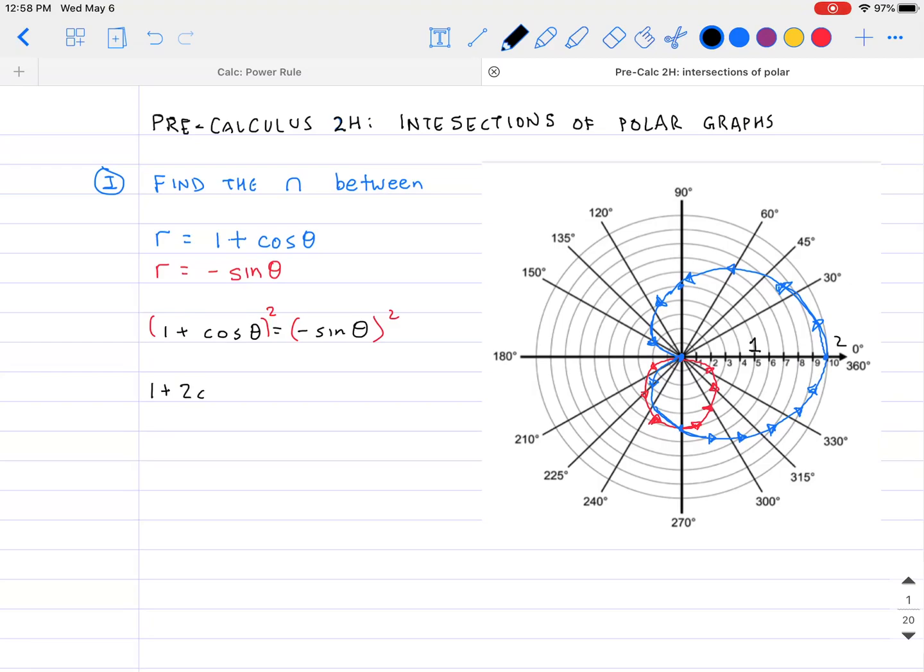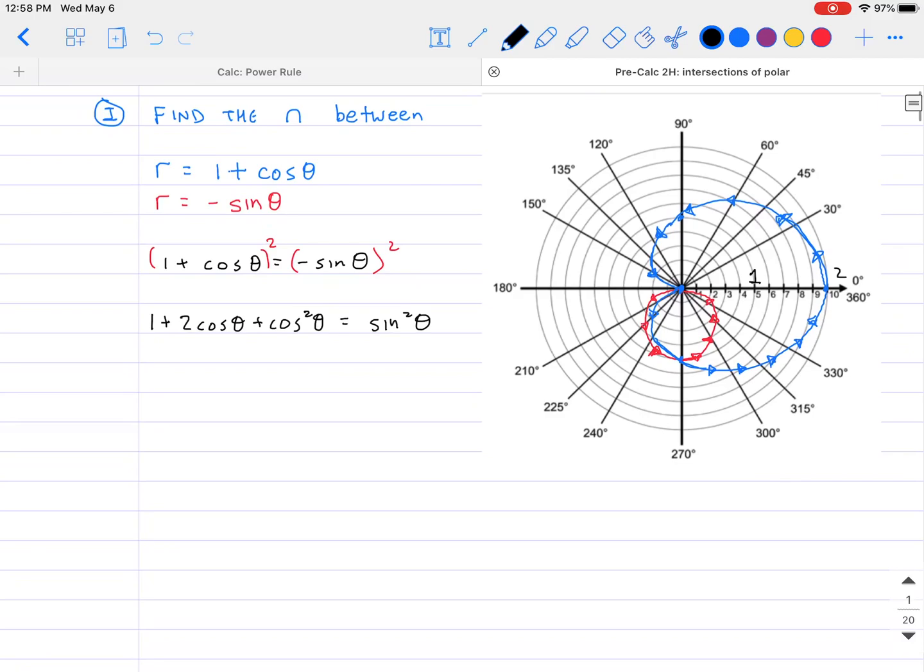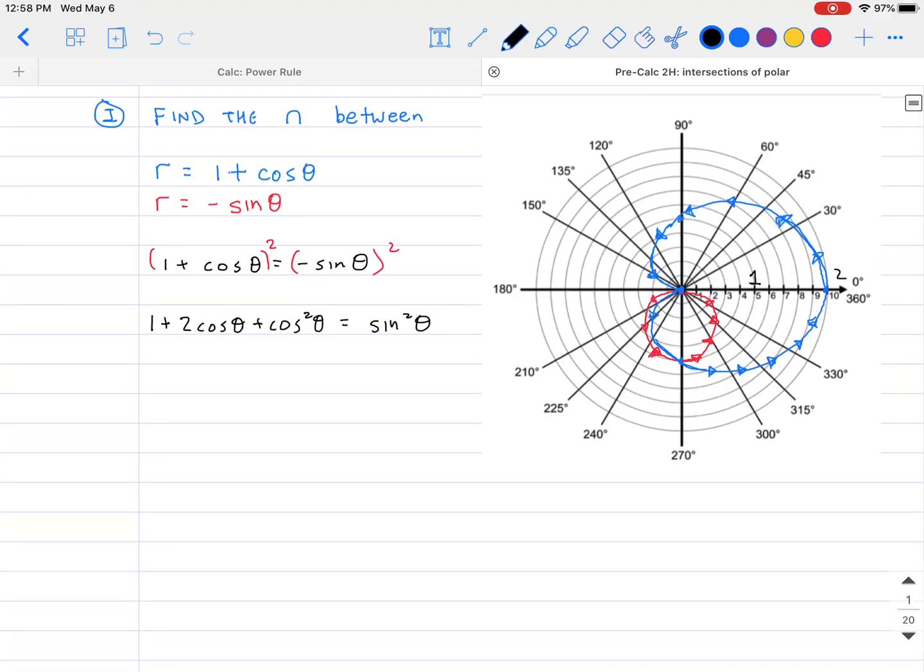So let's see, the left-hand side will give us 1 plus 2 cosine of theta plus cosine squared of theta. Now that is going to be equal to sine squared of theta. Everything is in terms of cosine on the left-hand side, and I don't like the sine of theta. So why don't we go ahead and make an identity substitution? Sine squared of theta, we can replace with 1 minus cosine squared. And now everything is in terms of cosine, which is ideal, because you'll notice what we have is something that's quadratic.